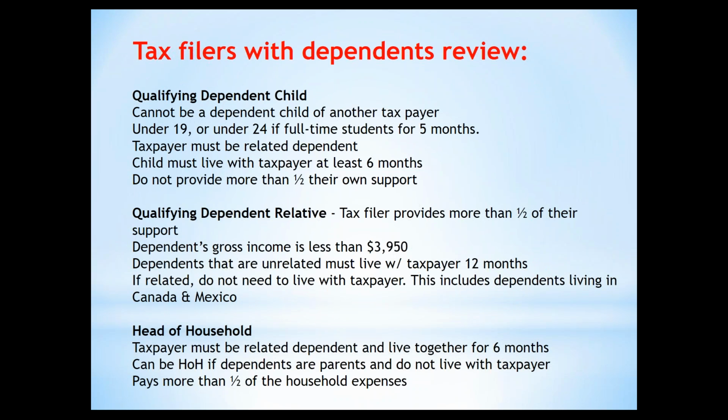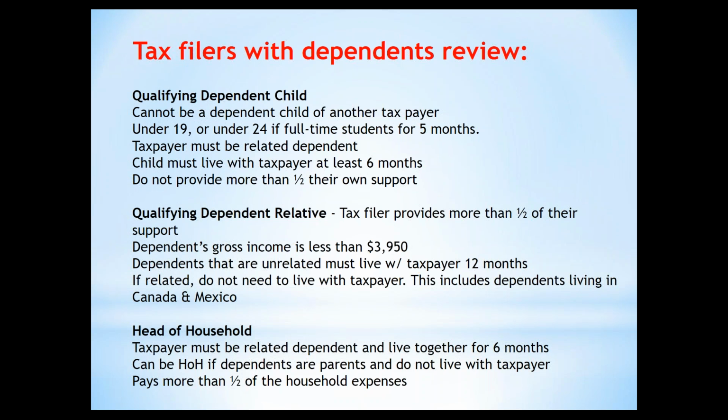So the qualifying dependent child must be under 19 if they're in high school and 24 if they're in college. The taxpayer must be related to this dependent, and they have to have been in the home for at least 6 months. Now, I will say that if there is a college student in the home and they may technically be away at college, that's okay. That counts as them being in the residence. So even if they're technically living on campus or off campus, if they're in school, that's okay to claim them as being in the home for 6 months or more.